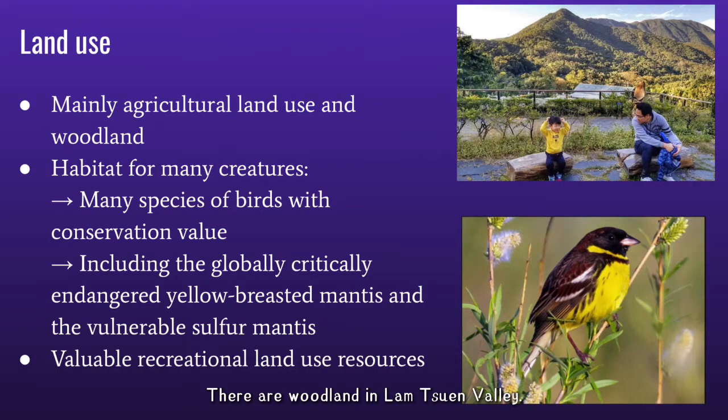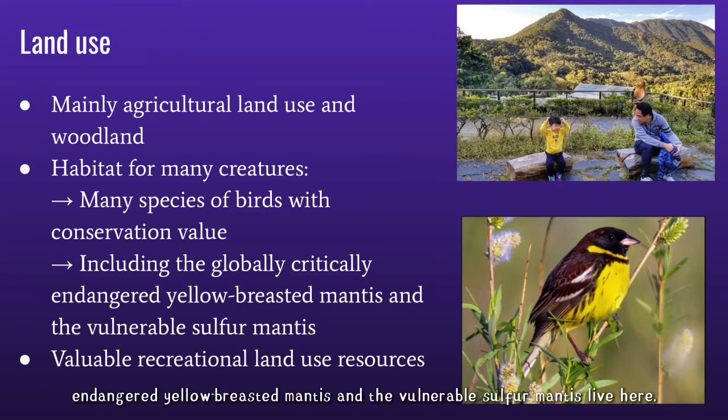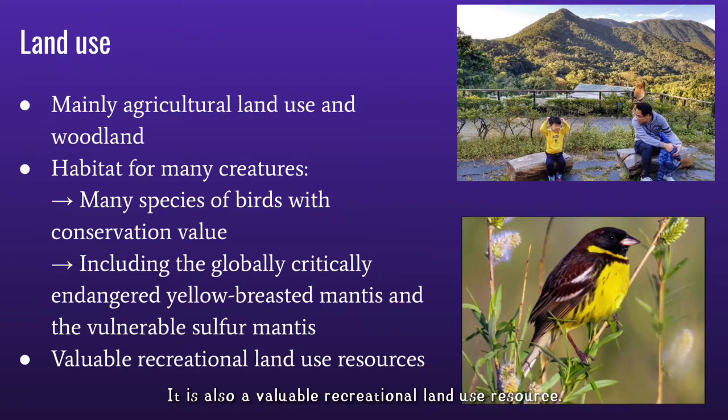There is woodland in Lam Tsuen Valley. It is a good place for being a habitat for many creatures. Many species of birds with high conservation value, like the globally critically endangered yellow-breasted bunting and the vulnerable sulphur mantis, live here. It is also a valuable recreational land use resource.